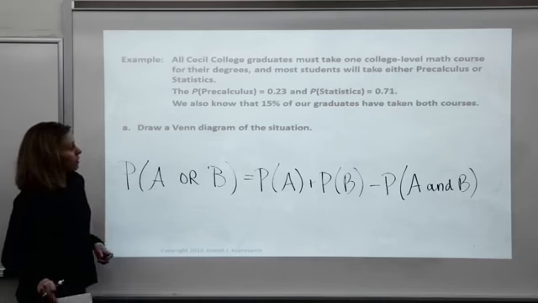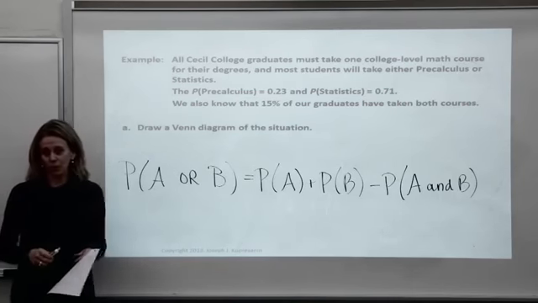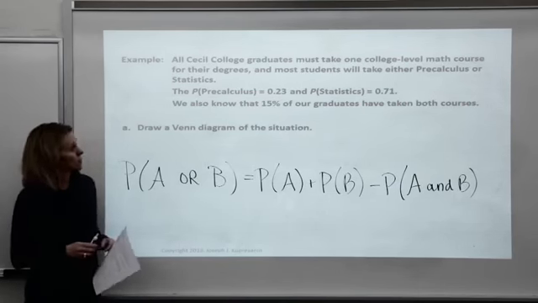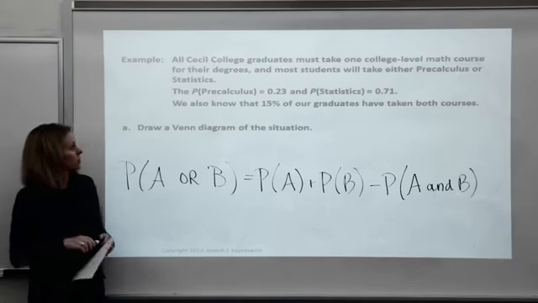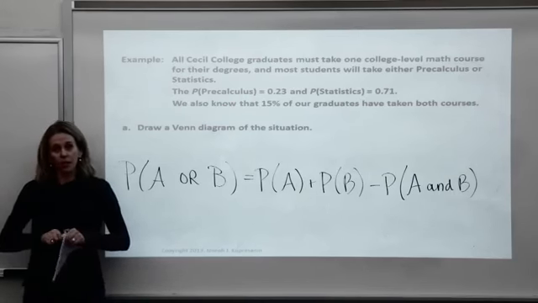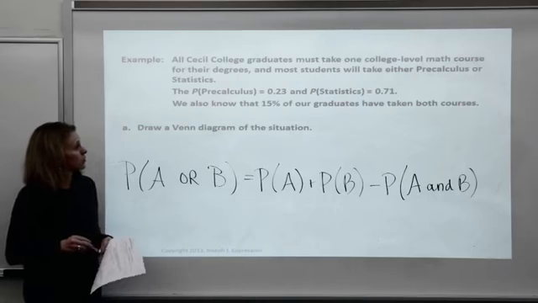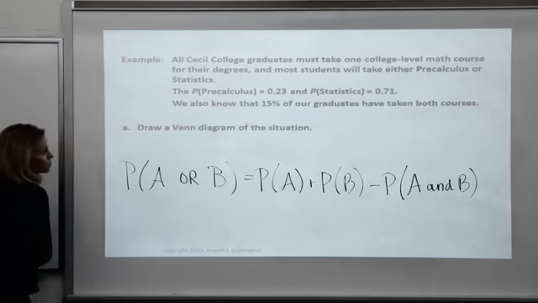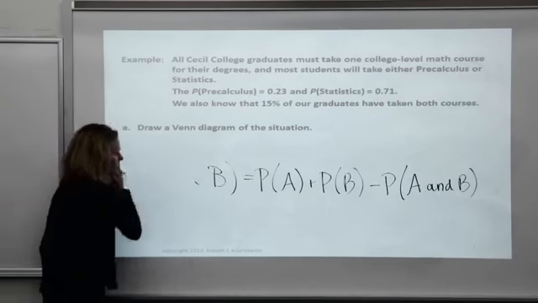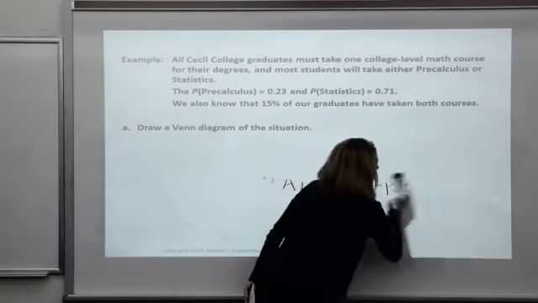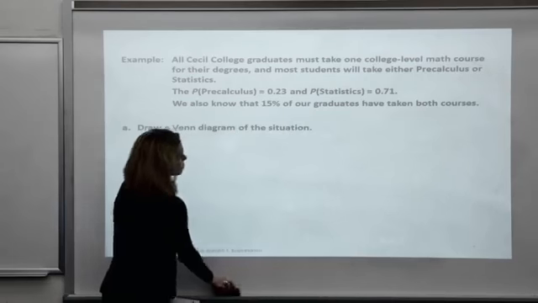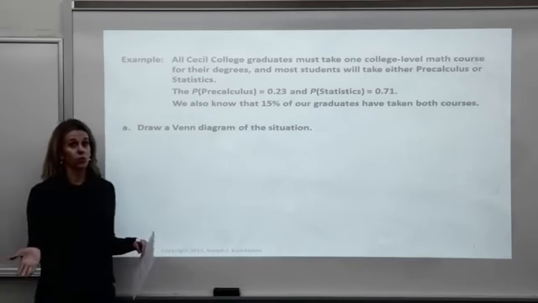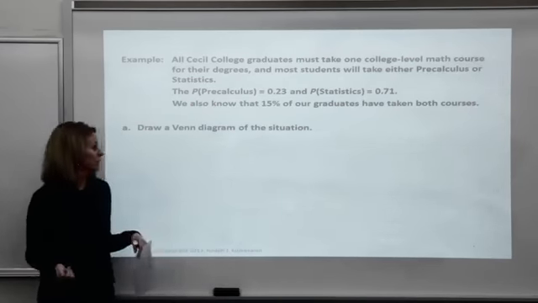Okay, so all Cecil College graduates have to take one college-level math course for their degree. Most students take pre-calculus or statistics. The probability that a student has taken pre-calculus is 0.23. The probability a student has taken statistics is 0.71. We also know that about 15% of our graduates have taken both statistics and pre-calculus.